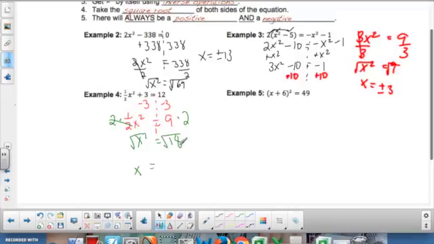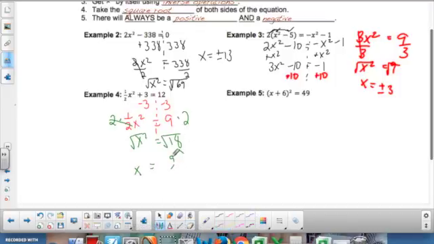Over here, 18 is not a perfect square, so I'm not going to get a nice pretty plus or minus 3. Instead, the square root of 18 can be simplified, and here's where we go back to some Unit 1 properties. Oh, sorry, I made a mistake there. 9 times 3 is not 18. 9 times 3 would be 27.